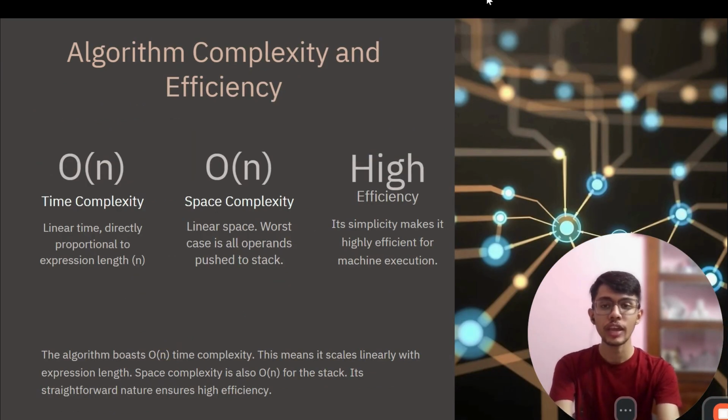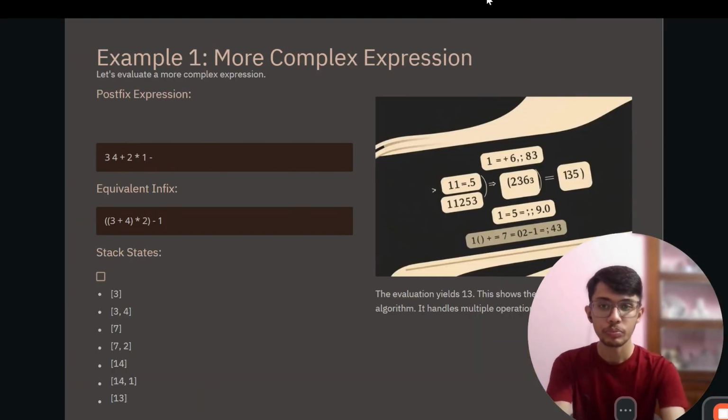The efficiency of this algorithm is really good. The time complexity is O(n), which is linear and helps to perform a long calculation in a very short time. The space complexity is also linear as we use only one data structure, which is a stack, and the efficiency of the algorithm is also high. This makes postfix notation a very effective and useful operation.